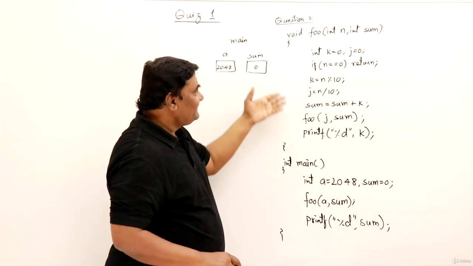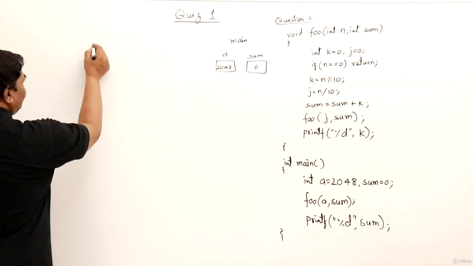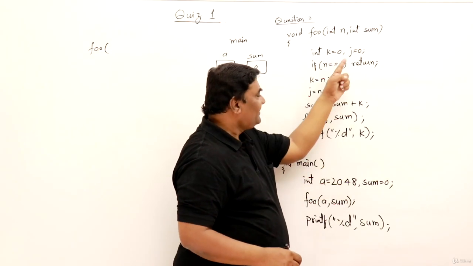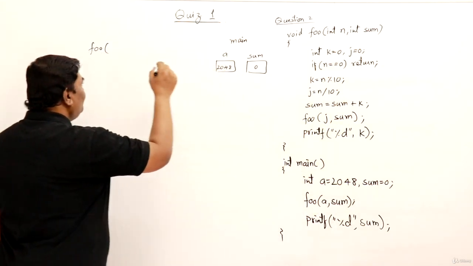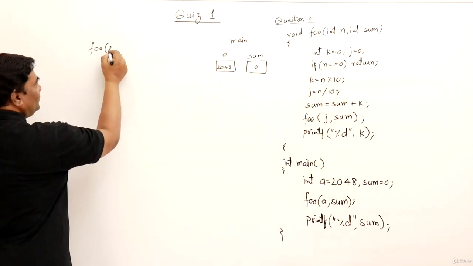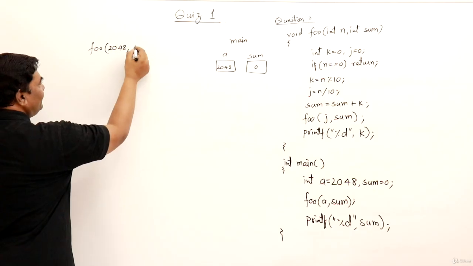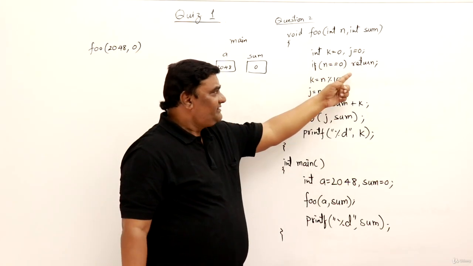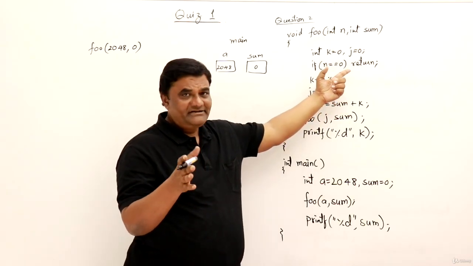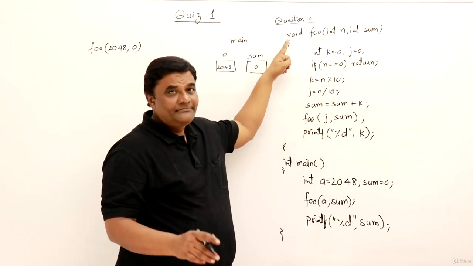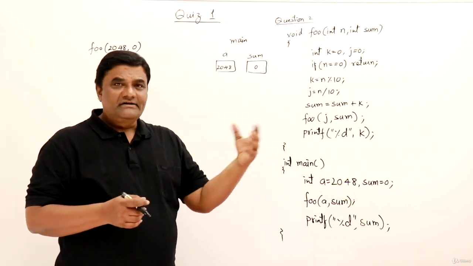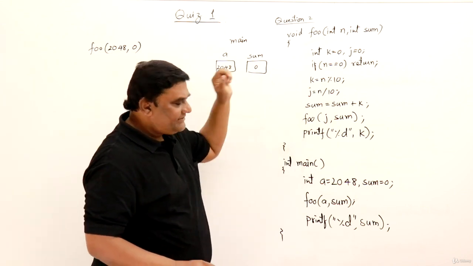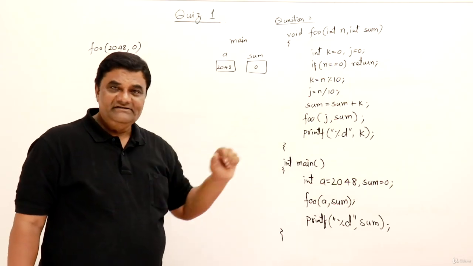So let us trace this function foo now. Here foo is called. So first value a is 2048 and sum is 0. So two variables, n will have 2048 and sum will be 0. Then if n is equal to 0, return, it's going to stop. Return means stop, and this is void type. It's not going to return any value. Return means just stop. Then how many steps are there? 1, 2, 3, 4, 5 steps are there. So let us perform these steps.